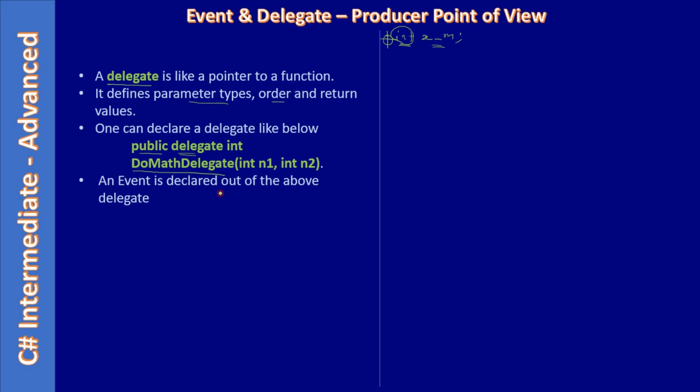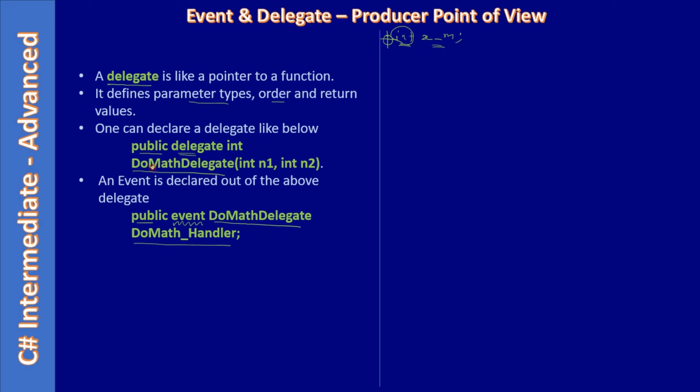An event is declared out of the above delegate. Here, if you see, we defined a delegate. The delegate name is DoMathDelegate, and DoMathDelegate can refer to any function that takes 2 integers as parameters and returns an integer. So out of this delegate we can define an event. So access specifier, and this time the keyword is event. This event is adhering to the delegate type DoMathDelegate. That means here we are defining an event and this one is the event name.